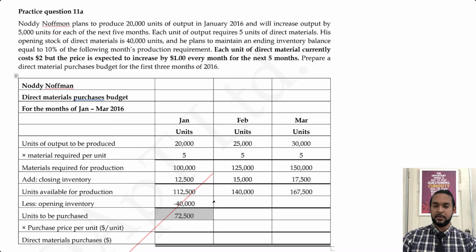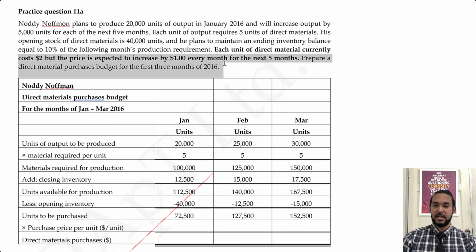Now what about February? How do we get opening stock for February? Well, the closing stock of any given month is the opening stock for the next month. So 12.5 will come down here, and then the closing stock for Feb will be the opening stock for March. All right. Then we're going to just subtract in each column. 140 minus 12.5 is 127.5, and 167.5 minus 15 is 152.5.